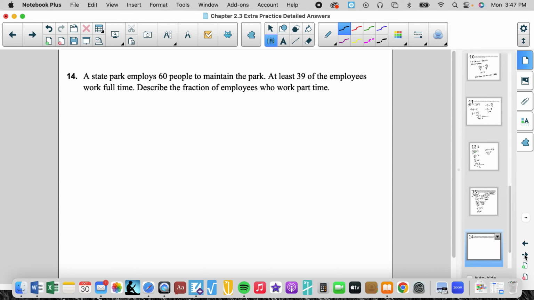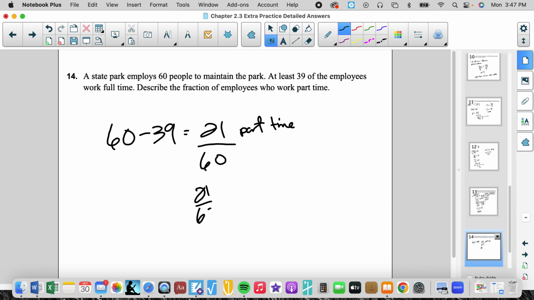A state park employs 60 people to maintain the park. At least 39 of the employees work full-time. Describe the fraction of employees who work part-time. Okay, so if there are 60 and 39 are full-time, that would give me 21 part-time, and 21 out of 60 employees. Describe the fraction of employees who work part-time. That would be 21 over 60.